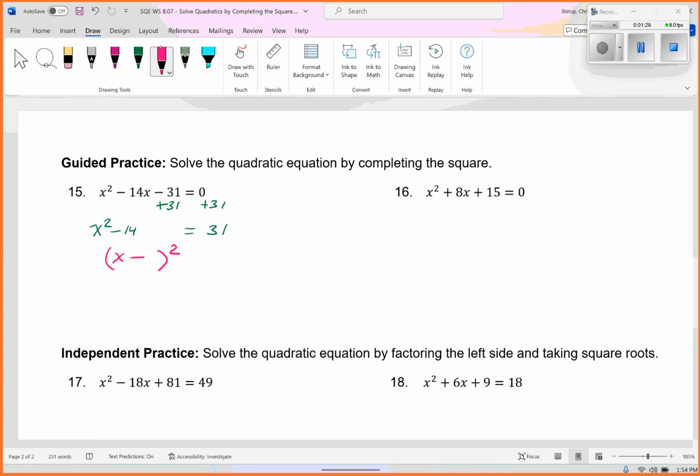And in that pink, I'm going to take half of my x term. What is half of 14? 7. Okay? Now, that's at this next step below. All right. So what is 7 squared? Or 7 times 7? 49. So this is going to be a plus 49 here. And if I add 49 to the left side, I have to add 49 to the right side.